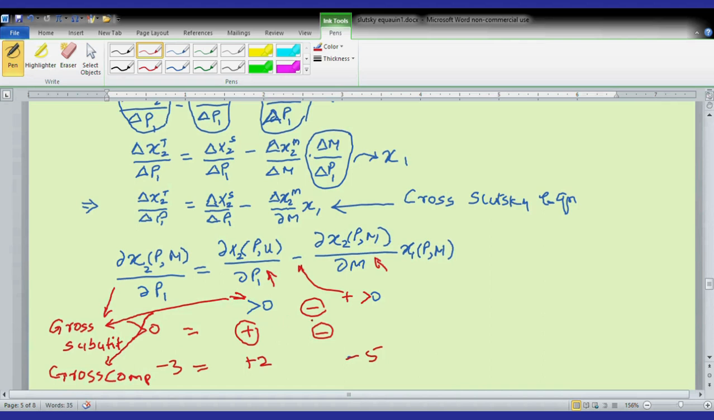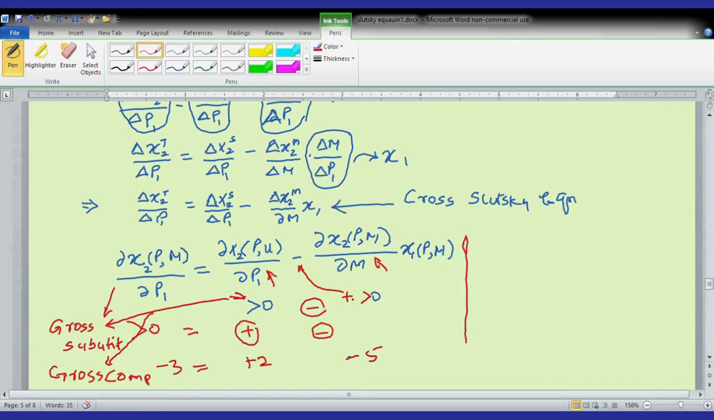So this is something that is true about the nature of the second good with respect to the price of the first good. This is an important result that you must keep in mind: while the two goods could be net substitutes, simultaneously they could be gross substitutes or gross complements.